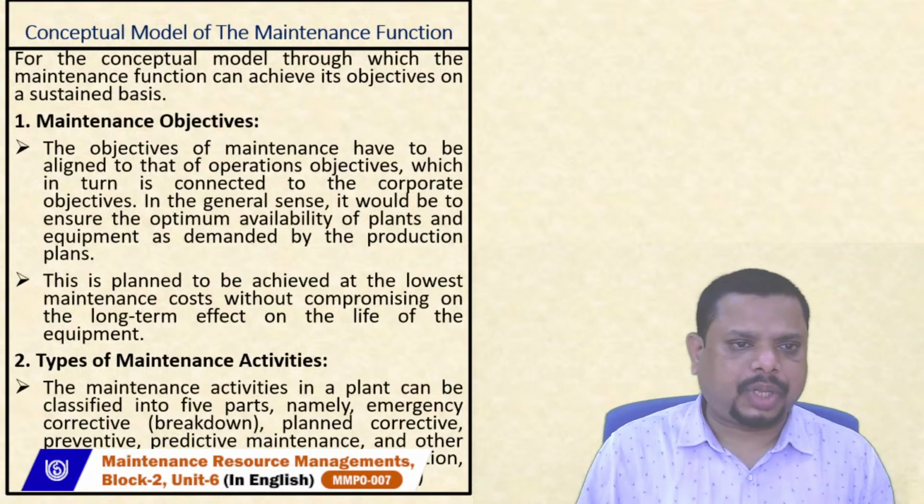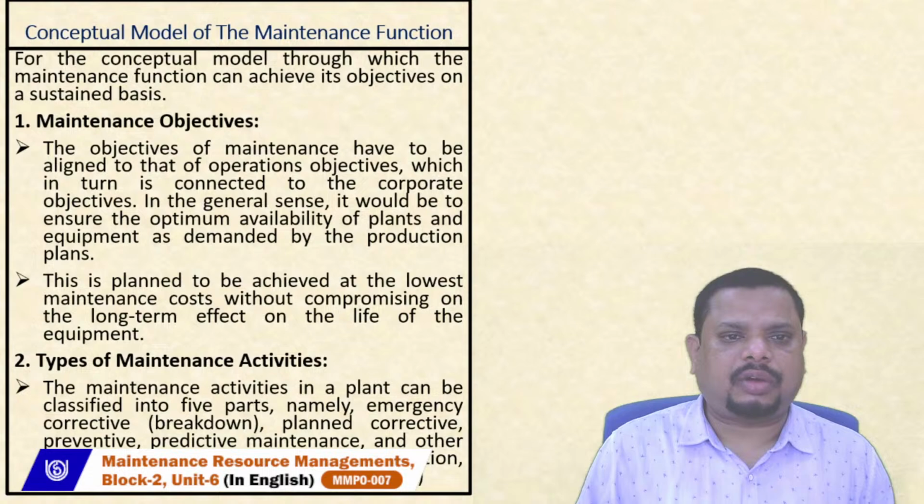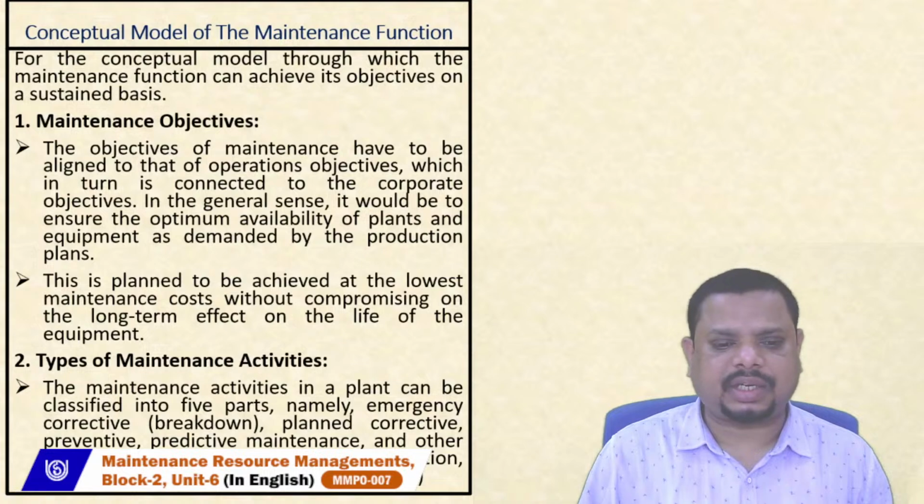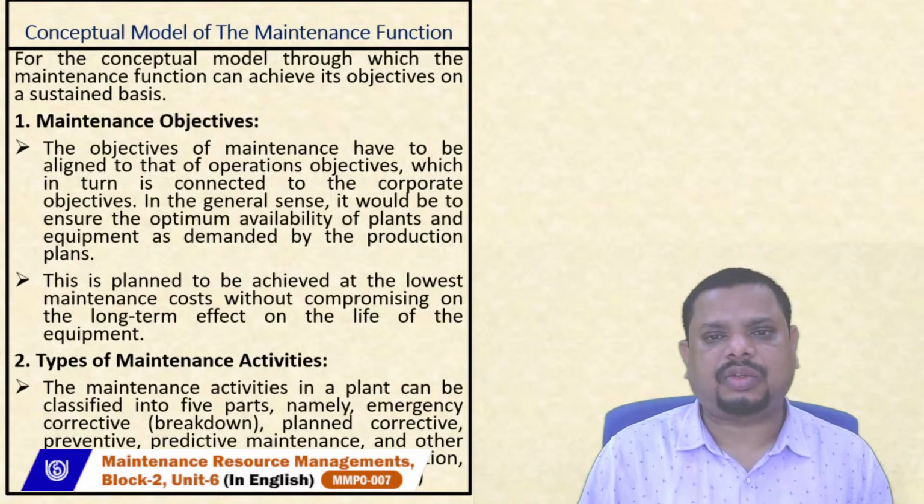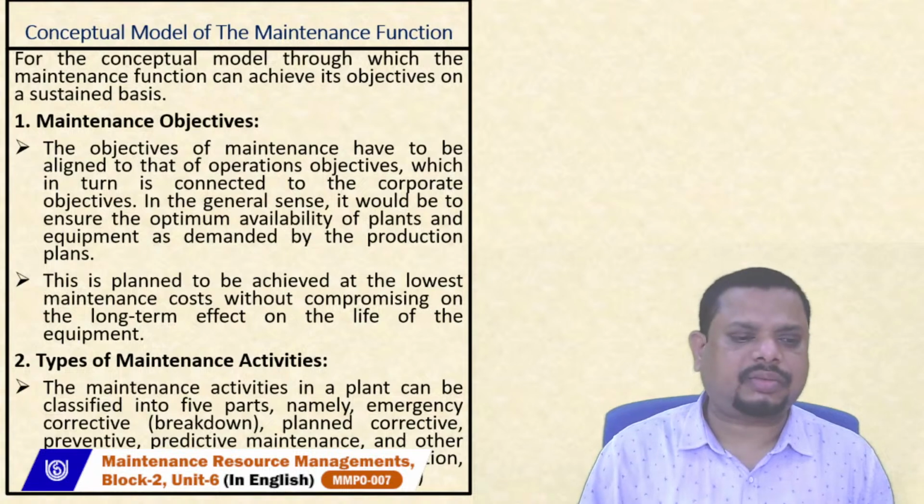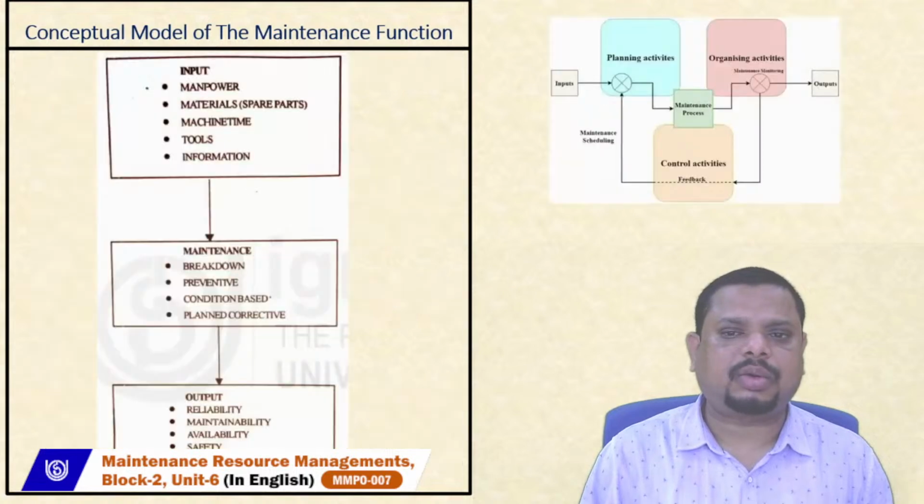Moving to the next one. Under the conceptual model of maintenance functions, we have the next function, known as types of maintenance activities. If you observe, the types of maintenance activities are classified into five parts. The first one is emergency, also known as corrective or breakdown maintenance, then planned corrective, preventive maintenance, predictive maintenance, and other related functions like utility operations, workshop management, and the last one is modifications. So these are the key activities under the types of maintenance activities, which is under the conceptual model of maintenance function.